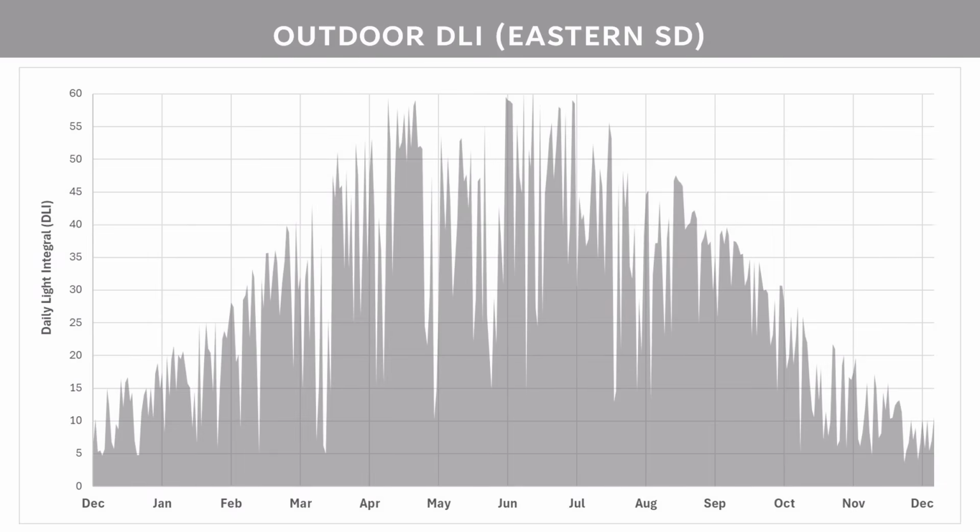So, of course, I measured it. First, let's look at what's happening outside. Our summertime light levels are quite high due to our day length, sometimes reaching as high as 60, but averaging closer to 45 to 50. But by December and January, we are sitting in an average between 5 and 10.